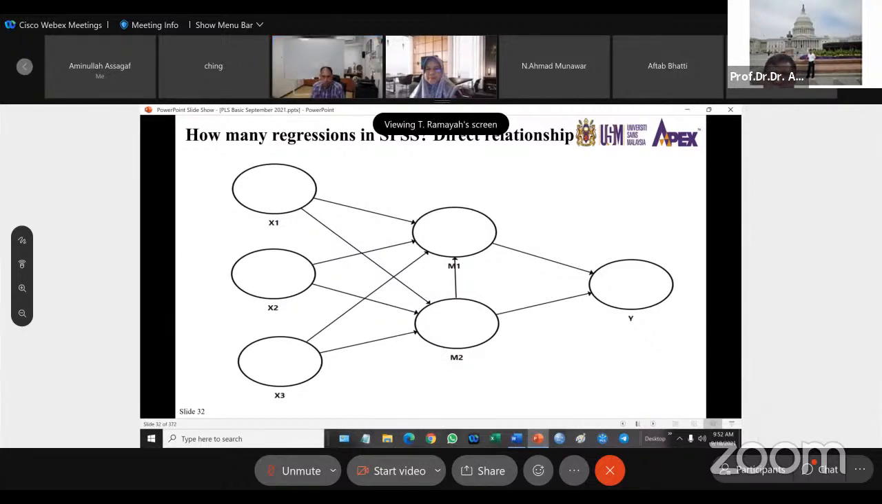When you have a model like this, you will need to run three different regressions. The first one is X1, X2, and X3 to M2. This is your first regression. Then X1, X2, X3, and M2 regress against M1. That is your second regression. M1 and M2 regress against Y is your third regression. So you have to run three regressions.